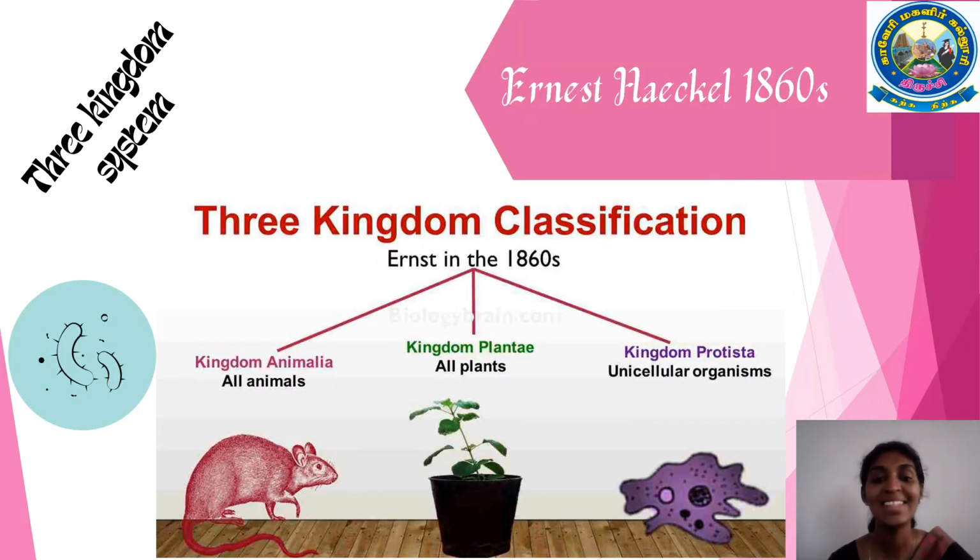Now let us see the 3-kingdom system of classification. Ernst Haeckel in the 1860s developed the 3-kingdom system of classification, which includes Kingdom Animalia, Kingdom Plantae and Kingdom Protista. Kingdom Animalia includes all animals, Kingdom Plantae includes all plants, and finally Kingdom Protista has unicellular organisms.